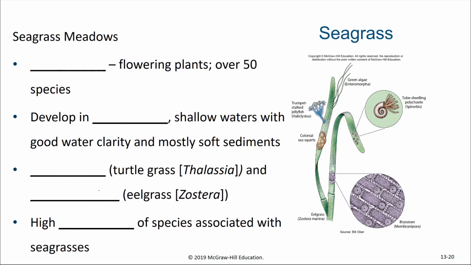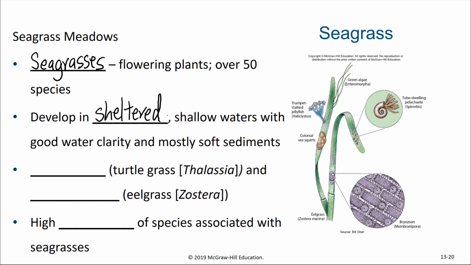In some of these soft-bottom communities, we get some of our few marine plants growing in dense mats called a seagrass meadow. So seagrasses are flowering plants, and there are over 50 different species of seagrasses. A seagrass meadow will usually develop in sheltered, shallow waters with good water clarity and mostly soft sediments.